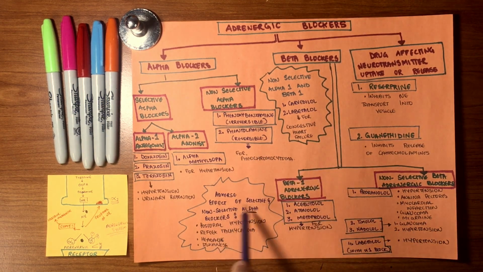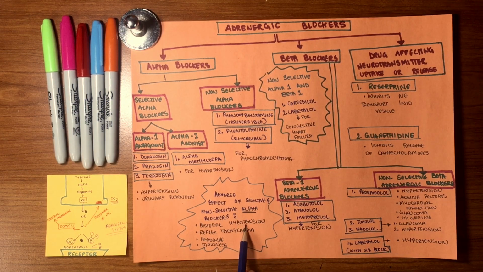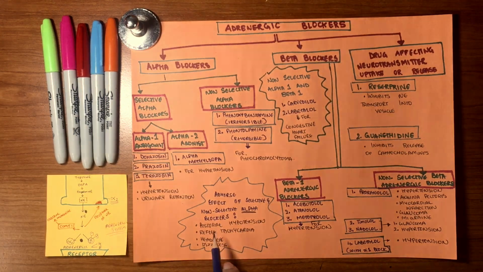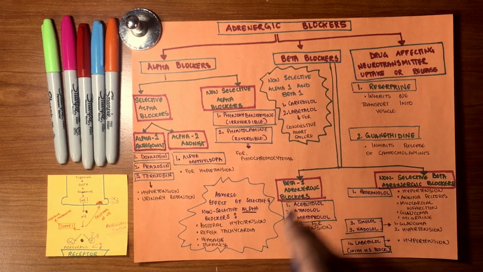The adverse effects of the alpha blockers are postural hypotension. Because it blocks hypertension, it can further take it all the way down to hypotension. Reflex tachycardia: when there is hypotension, the sympathetic system kicks in and increases the heart rate to compensate. That will lead to tachycardia. Headache and dizziness, of course.